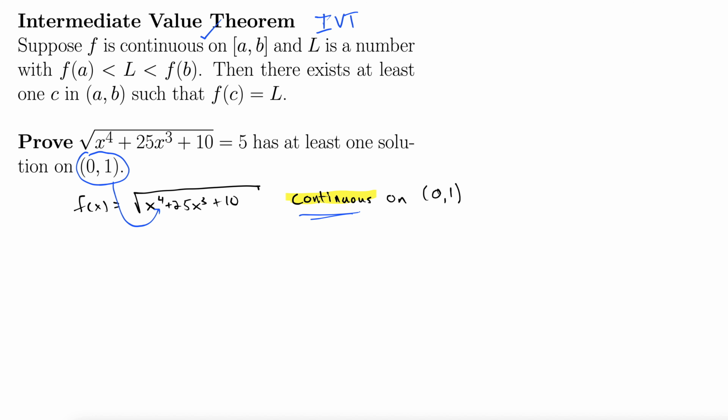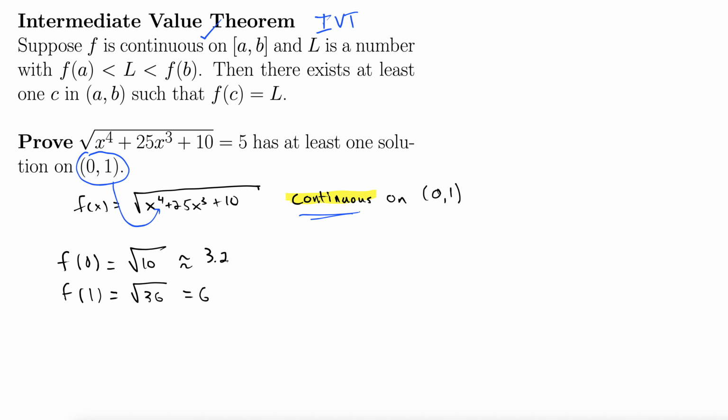Okay, so let's take a look at our a and our b. So here we have our a is 0. f of 0 is the square root of 10. Okay, so square root of 10, what is that? If we plug it in, we get about 3.2. And similarly, let's do f of 1, so now we're plugging in 1 here. That's square root of 36. Well, that's 6.